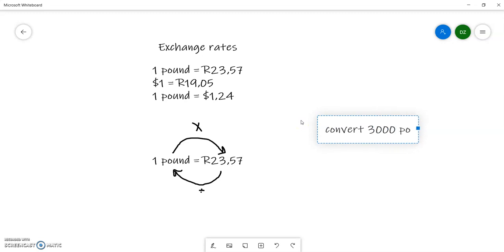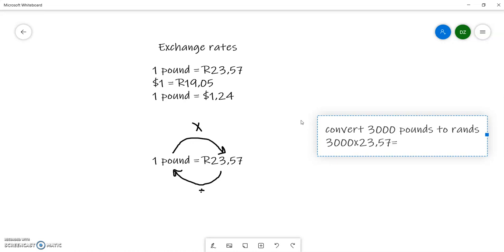3,000 pounds to rands. Now, if we think about it logically, we know that pounds is worth more than rands. We're going to get a whole lot more. So we mathematically expect the number to get bigger, and the only way it's going to get bigger is if I multiply. So for every 1 pound, it's going to be 23 Rand 57. So for 3,000 pounds, it's going to be 70,000 Rand and 710.